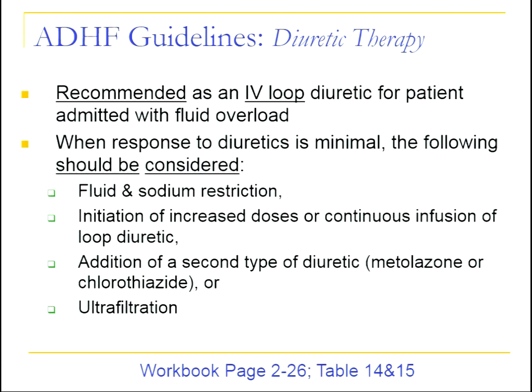You can increase the dose or give a continuous infusion. So you can give IV boluses or continuous infusions. It doesn't matter with a loop diuretic. The DOSE trial showed no difference between those two strategies. You can add a second diuretic when a patient has diuretic resistance, if you will. Generally, it's a thiazide type diuretic that is added.